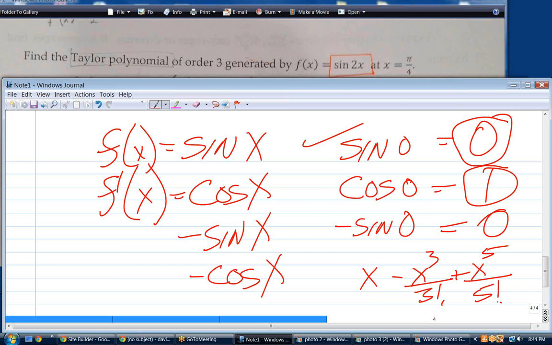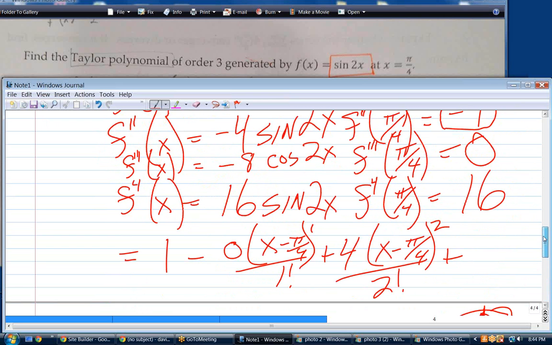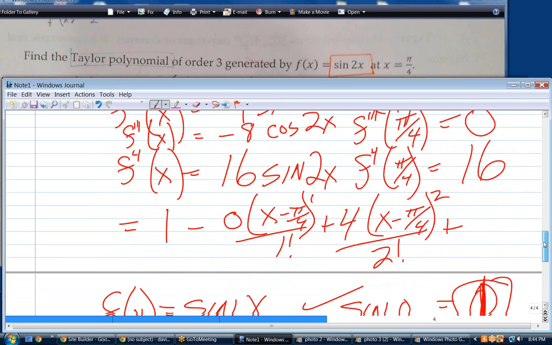But when we center it at pi over 4, it completely changes all of these coefficients, especially the sine of 2x, because the sine of 2 times pi over 4 is 1. So that becomes 1, that becomes 0, this becomes 1 times minus 4, and so forth and so on. So I feel pretty good about this answer. Right there.